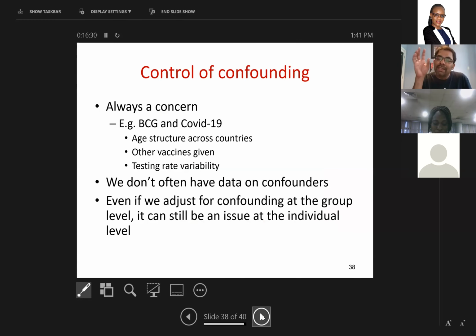What you see at the country level may or may not hold true at the individual level within a given country. And confounding is always a massive problem. We cannot quite adjust for all confounders in ecological studies because we often don't have the data to adjust for confounding. And the individual level is where we can really do a good confounding adjustment.